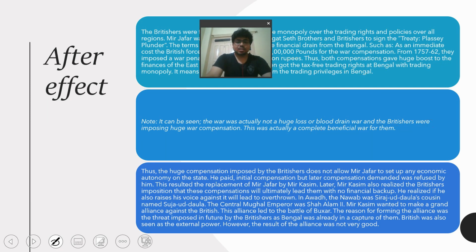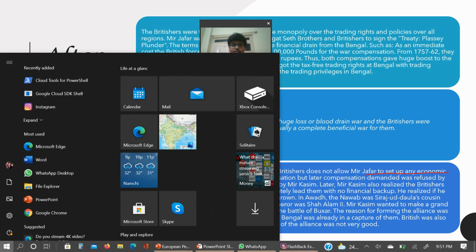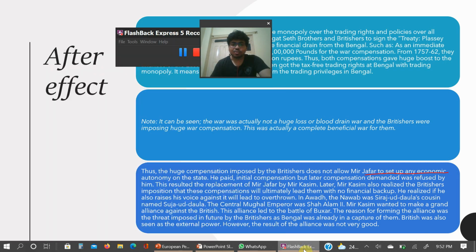Thus, the huge compensation imposed by the British does not allow Mir Jafar to set up any economic autonomy in the state. Mir Jafar also understood that what was being done was for the state, and he was not getting anything. The state was in loss. Actually, if you are sitting on a throne, you have to run a state. People will come with complaints, and if they say this king is unable to do anything, what is the use of it? So Mir Jafar understood that he was useless.